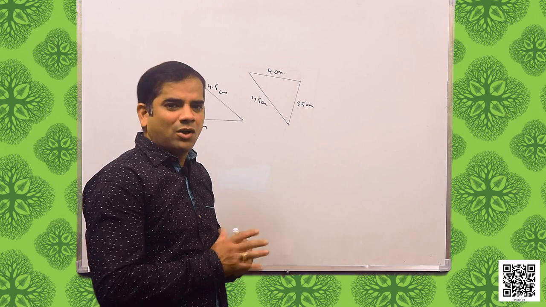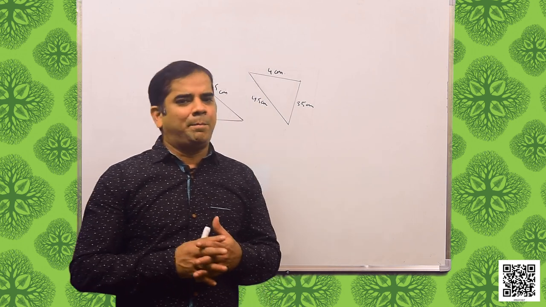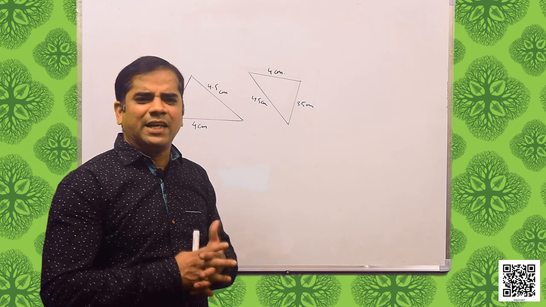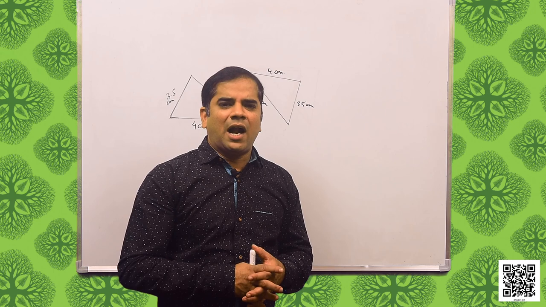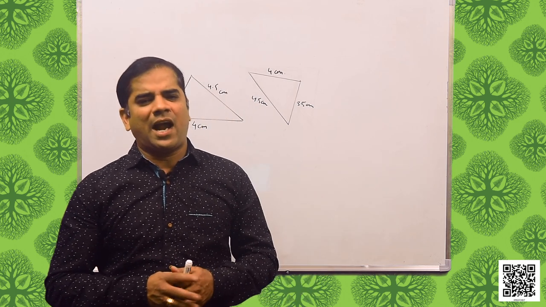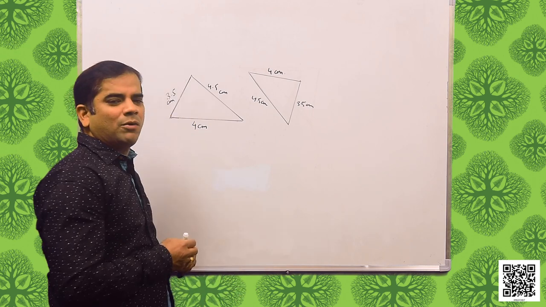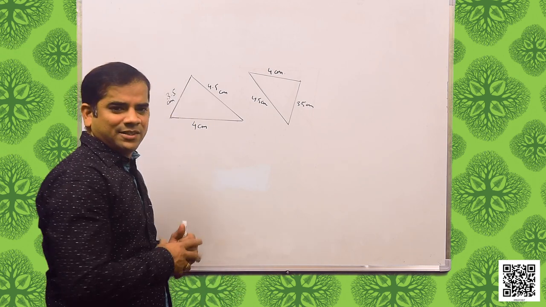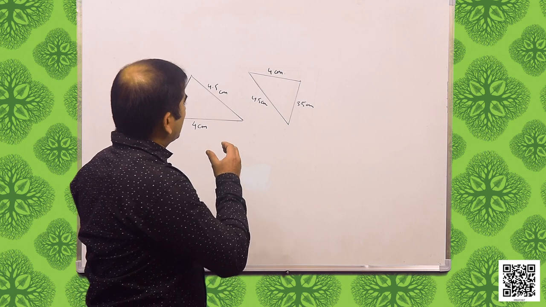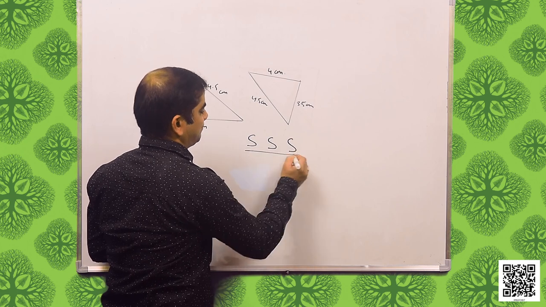We can do it by drawing the triangles on a piece of paper, cutting them out, and placing one over the other. And we can see they are coinciding with each other. We can repeat this activity with some more triangles. So, we arrive at another rule for congruency. Which things are given over here? No angles, only sides. So, we come to the rule of congruence, side, side, side.